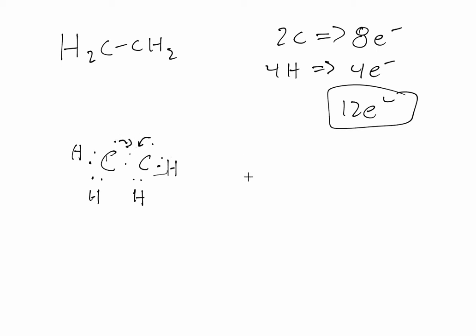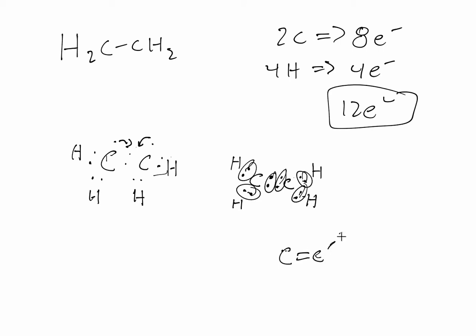And in order to fix this problem, we can take 1 electron from each and create a double bond. So we'll do that by putting 4 electrons between each carbon, as well as bonding 2 hydrogens to each. Now, if we count the total number of electrons, we have 2, 4, 6, 8, 10, 12 total electrons, just as we expected. This structure can also be drawn as this.